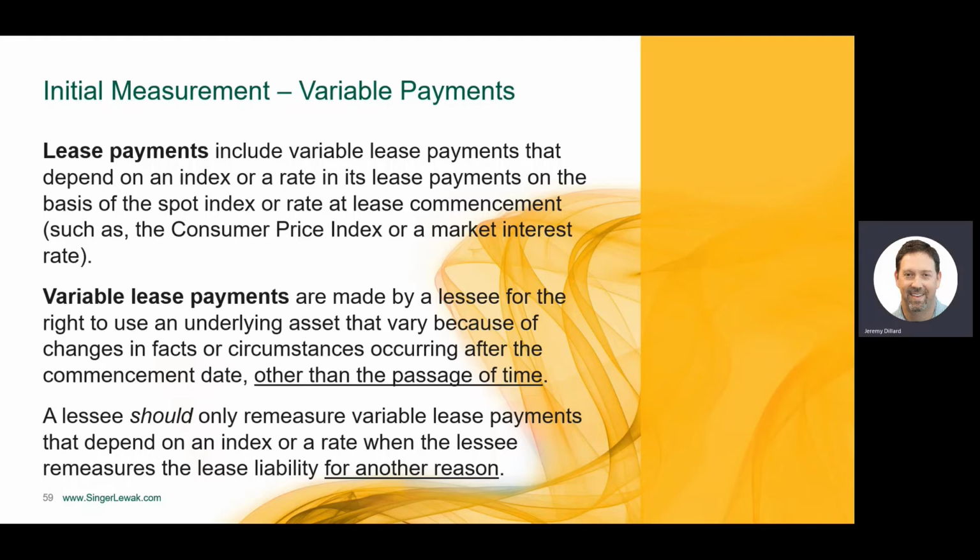Also, the lease is not remeasured for any changes to that spot index or rate. So if the prime rate changes subsequent to the lease commencement, then that does not change the calculation of the lease payments for the ROU asset and liability. However, if something else changes in the lease terms, such as the lease term is extended, then the lease would be remeasured and the prime rate at the remeasurement date would be used. Now, this may still seem a little confusing, so let's move on to the next slide and go through a couple examples.